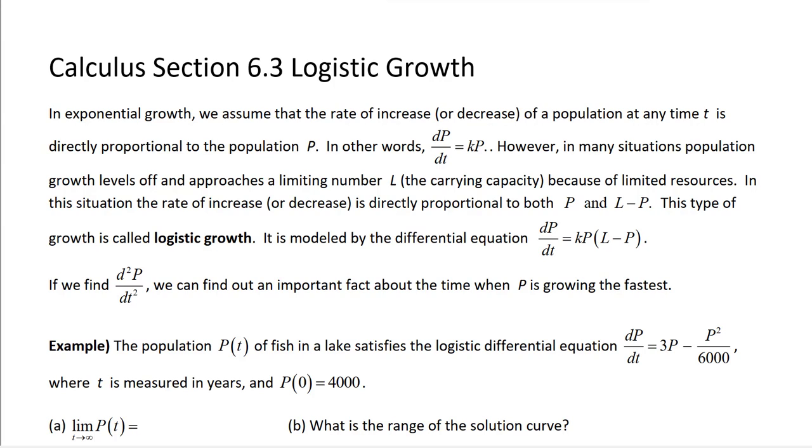In exponential growth, we can assume that the rate of increase or decrease of a population at any time t is directly proportional. We talked about that as well. In other words, dP over dt is equal to k times P. The k is some constant, right? However, in many situations, population growth levels off and approaches a limited number L. We call this number L the carrying capacity.